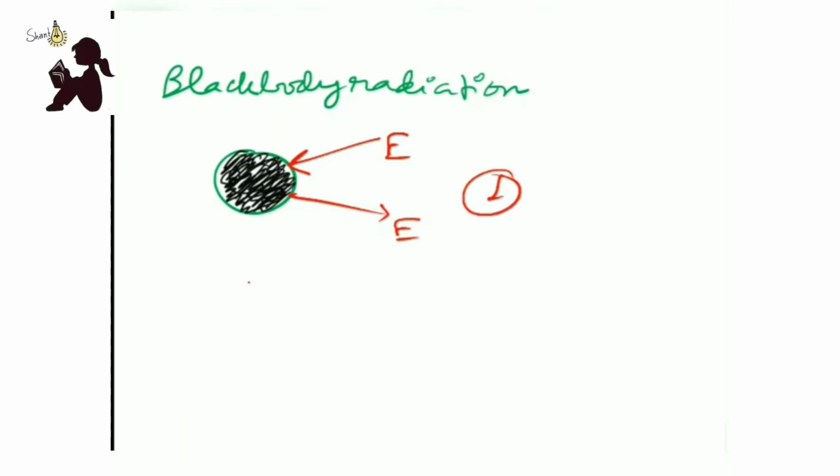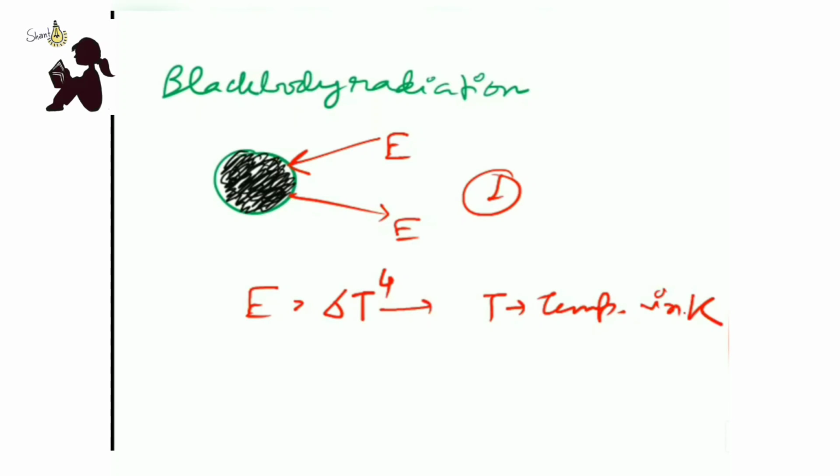Now there is a formula of energy of radiation of black body, that is E equal to sigma T to the power 4. Now what is this T? This T is temperature in Kelvin. So this is how black body radiation is also done.